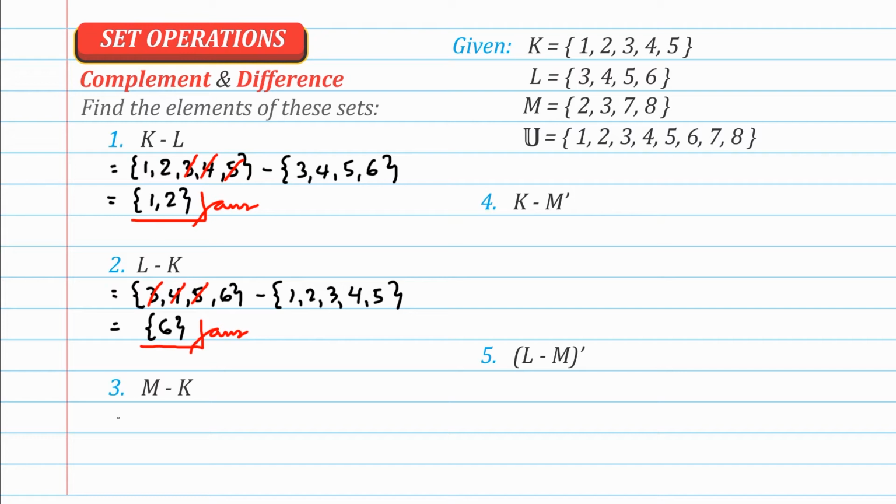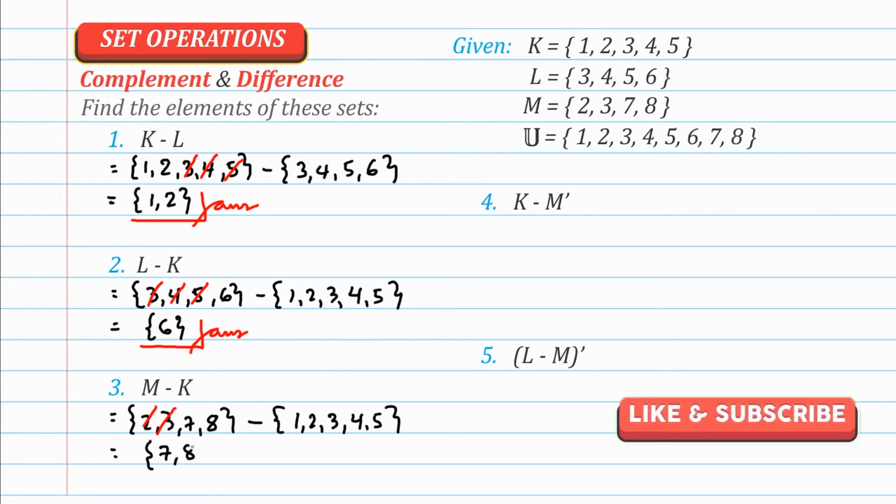Okay, let's try set number 3. Again, carefully write M. Next, minus. Carefully write K. The elements of K are... Okay, again, let's look for the elements of M na wala sa K. Let's check each element here. Yung 2 meron ba? Naku, meron. Cross it out. Yung 3 meron ba? Again, meron. Cross it out. 7 meron? Wala. 8 meron? Wala. So, 7 and 8 stays there. Therefore, those are the elements left. The answer is 7 and 8.